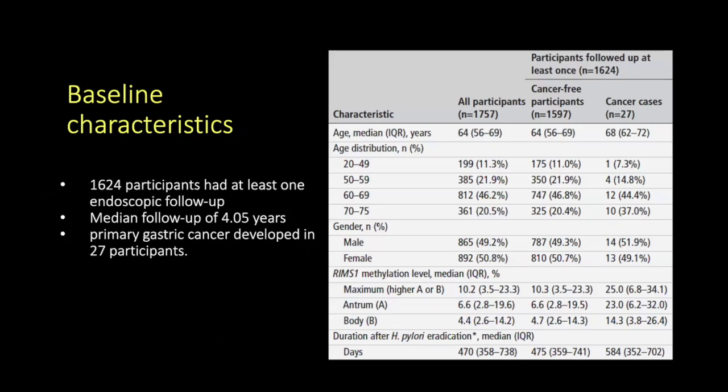A total of 1,624 participants underwent at least one endoscopic follow-up. The median follow-up duration was 4.05 years. The primary gastric cancer developed in 27 of these 1,624 patients. When looking at all the participants, the median age was 64 years. The male and female makeup was similar, 49% men, 50.8% females.